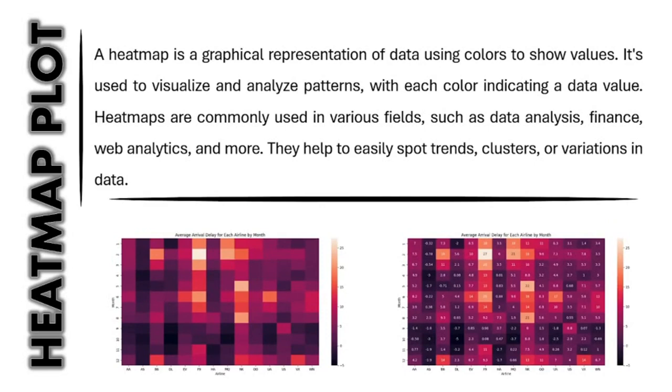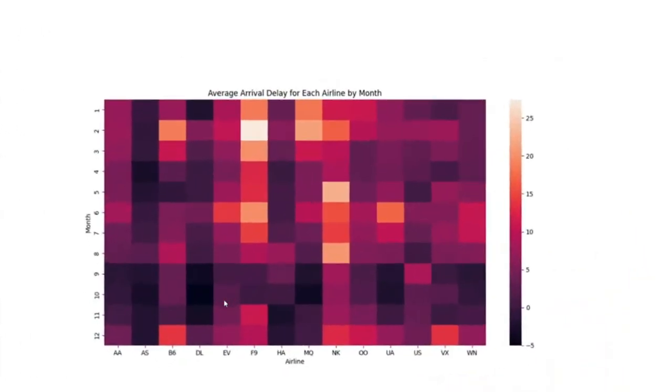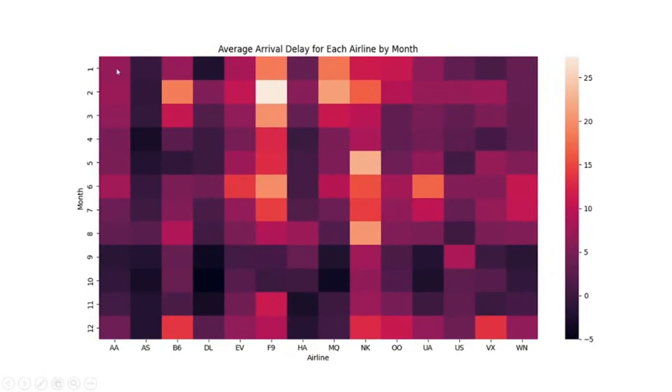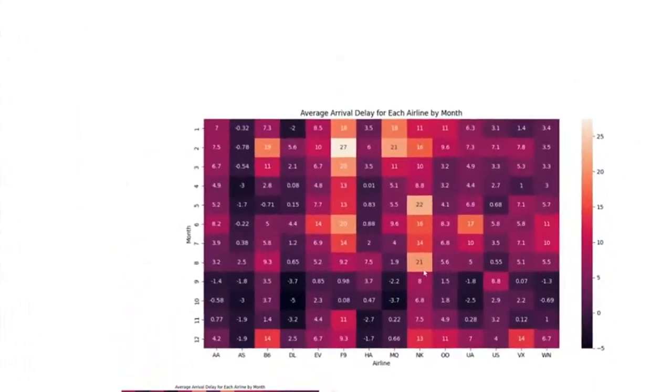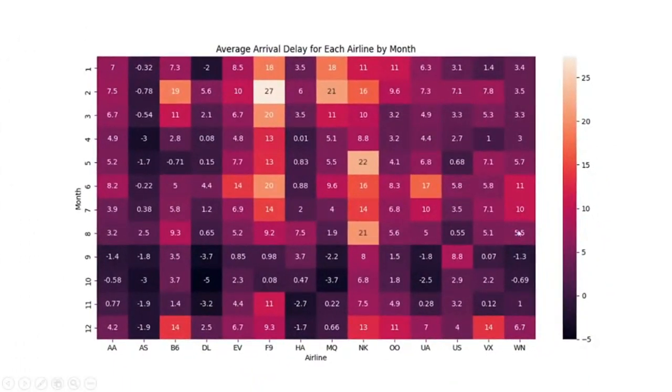So let's see how a heat map looks like. This is a heat map without annotation. Here you can see there are various boxes. These boxes are based on our data. This is the heat map without annotation, and this is the heat map with annotation. Here you can see the values are visible, the boxes contain the values.